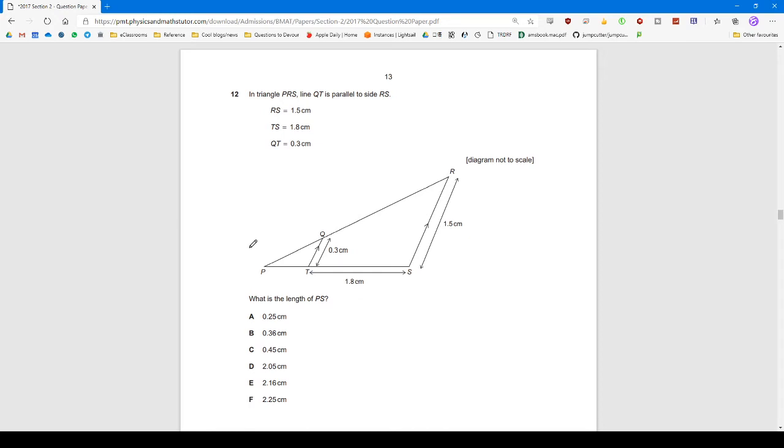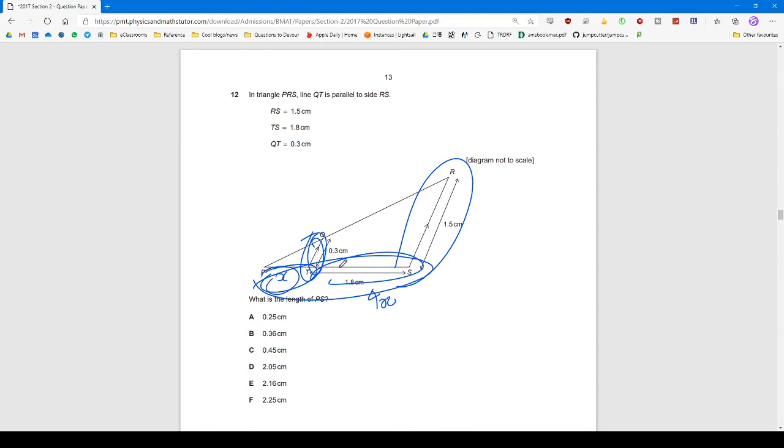Start the clock. Triangle PRS, line QT. QT, this one is parallel to RS. Okay, those are parallel. This is 1.5, this is 0.3. That's 1.8. That means X is here. So I immediately see that this is 1/5 of this. So that means X is 1/5 of the total. So that means this must be four parts if X is 1 part. It's a 1:4 ratio if this is 1/5, right?